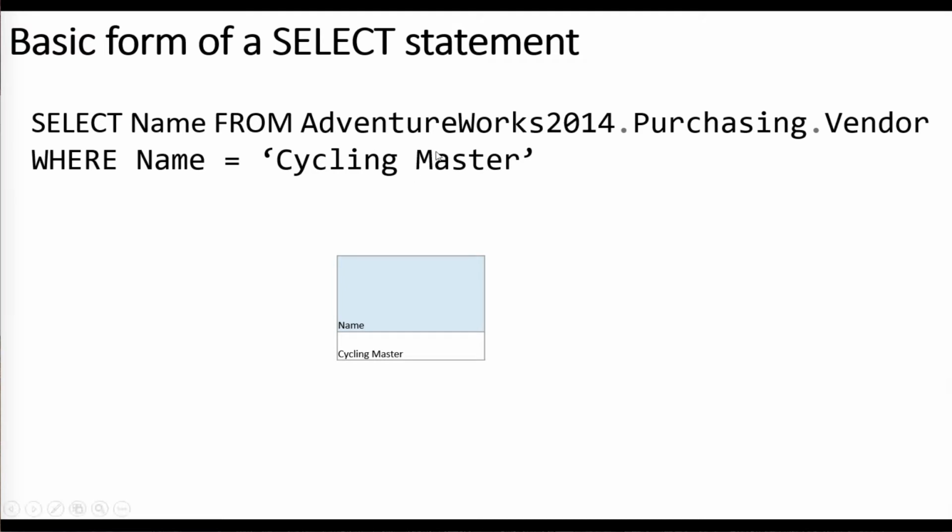So here's the basic form of a select statement with where. We say select the columns that we want to filter on or filter down to from the database, the schema, the table. But really we're looking for the table here where the name is equal to. And if we're comparing strings, we put the value inside of single quotes.